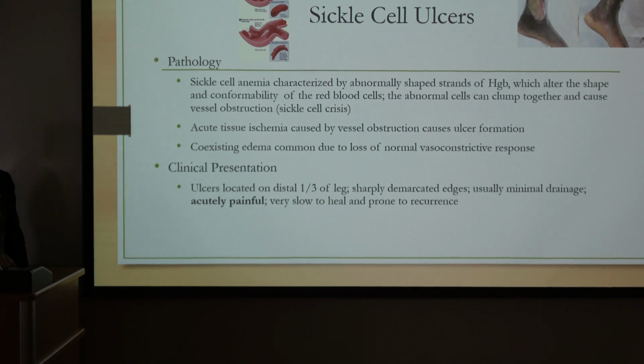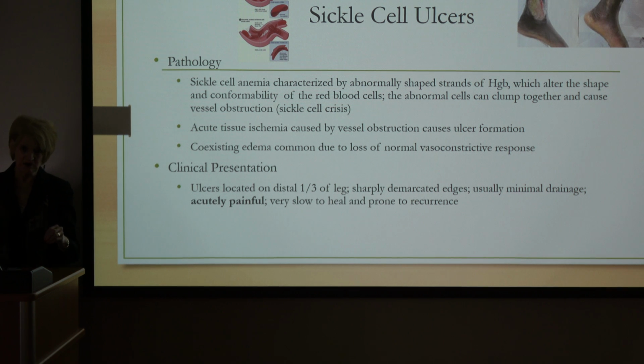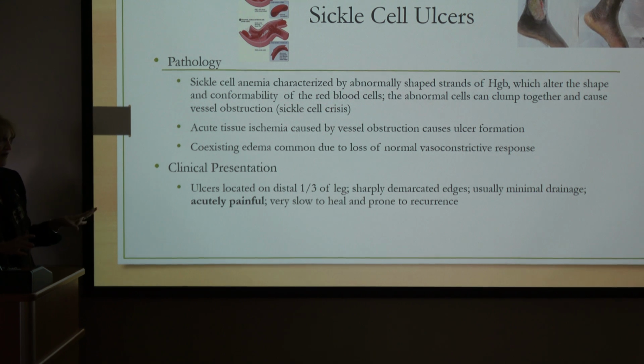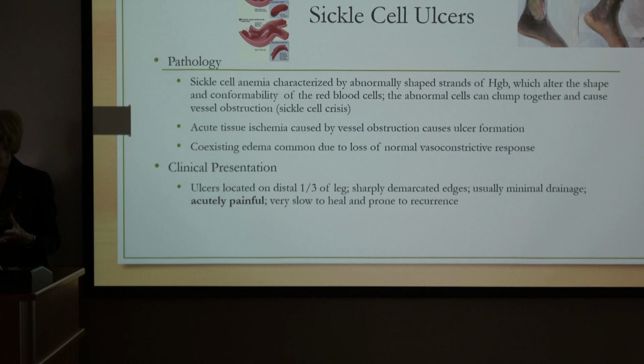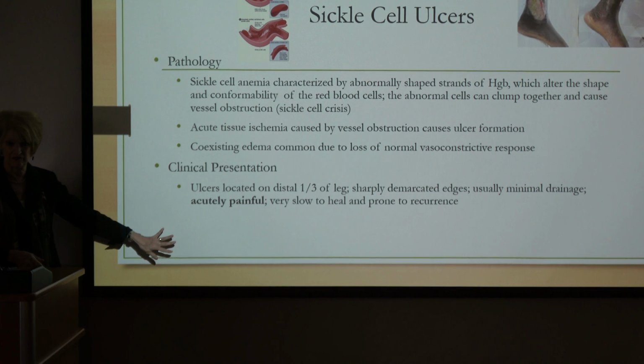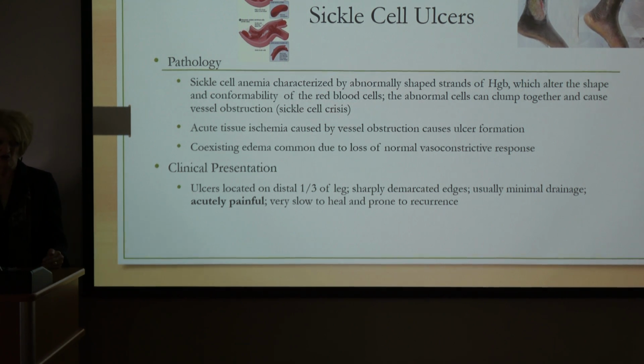How do sickle cell ulcers present? They're almost always located on the distal 1/3 of the leg. Sometimes anterior, sometimes medial, sometimes lateral. The edges are usually well-defined, sharply demarcated. There's usually very little drainage. They're very slow to heal. They're very prone to recurrence because of the underlying disease process. And again, they're acutely painful. Pain is a hallmark of sickle cell disease. And during crisis episodes, pain is one of the patient's greatest issues and concerns.